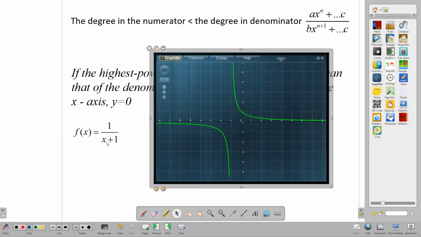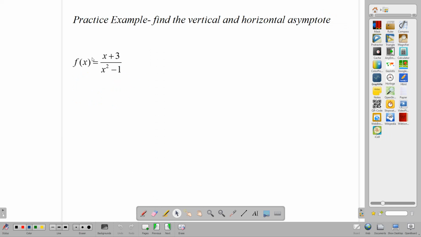The vertical asymptote we find by solving the denominator. Let's look at that. If we have f of x equal to x plus 3 over x squared minus 1, then we can find our vertical asymptotes by letting the denominator, x squared minus 1, equal 0 and solving. So x squared is equal to 1, and taking the square roots, x is equal to plus or minus 1. So x equals 1 and x equals negative 1. These will become our vertical asymptotes, so this will have two vertical asymptotes.